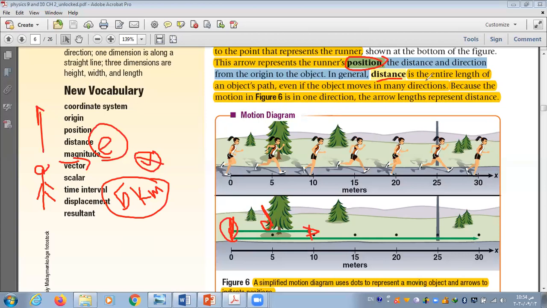So distance is the entire length of an object's path, even if the object moves in many directions. So this is the distance here, where it ends its movement. Also, this is the distance if we take it from the starting point to here. Does anyone have any question about the difference between position and distance?